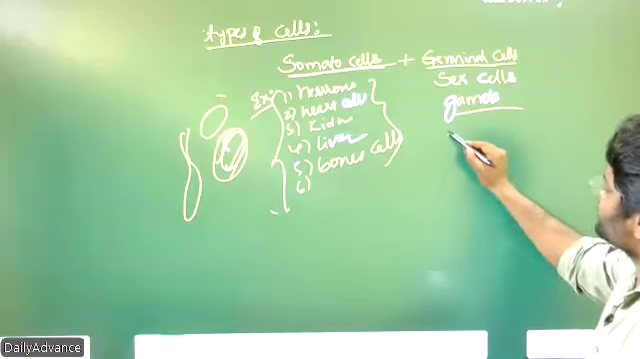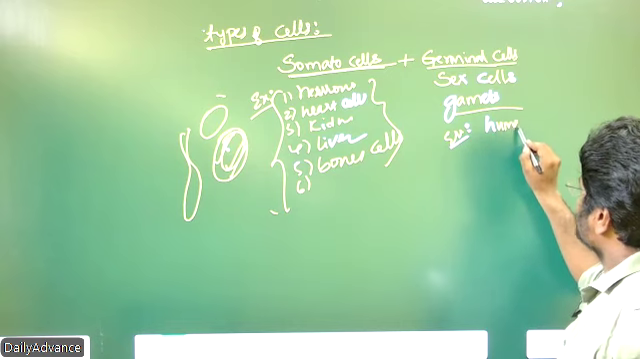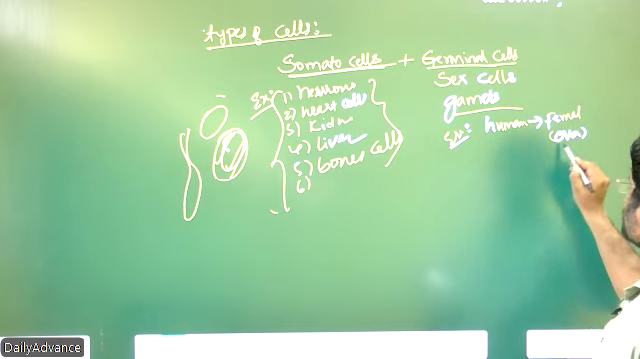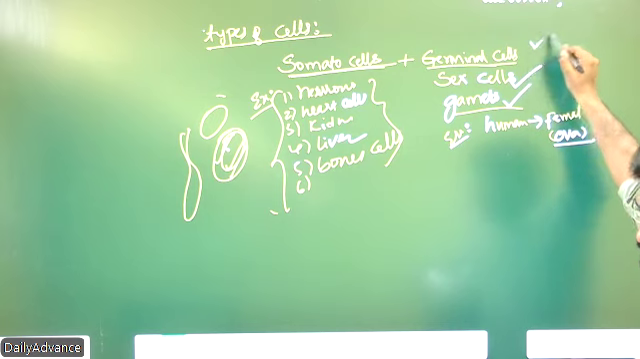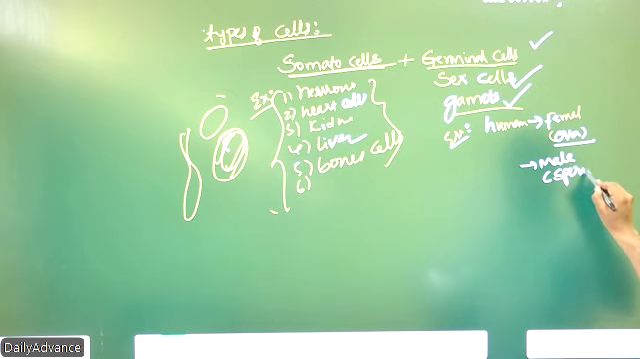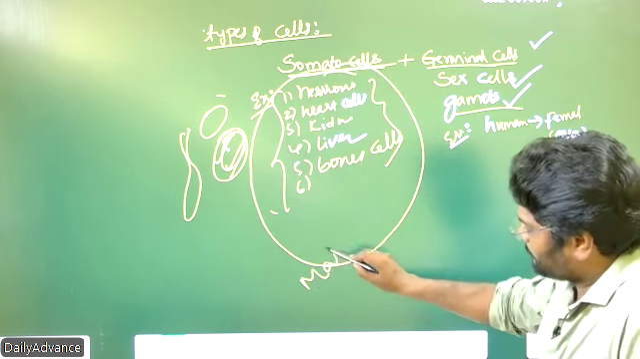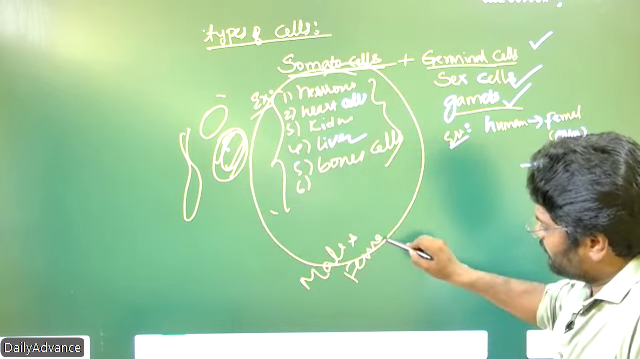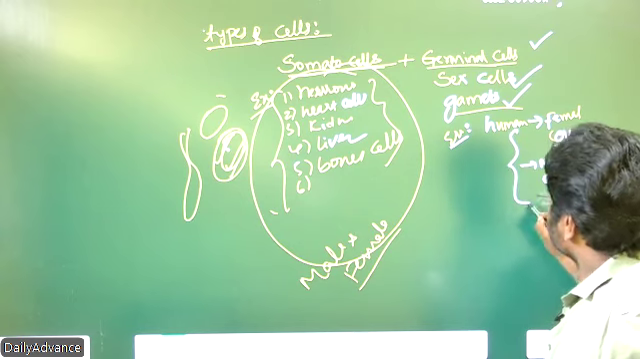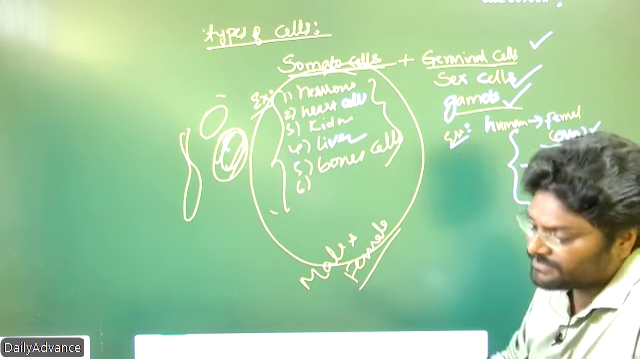So these examples are gender specific. In humans, the female gender produces ova. This cell is called a sex cell, or gamete, or germinal cell. The male gender produces sperm. That means male and female have the same somatic cells. But if one cell is present in one gender, that cell is absent in the other gender. They have different cells.